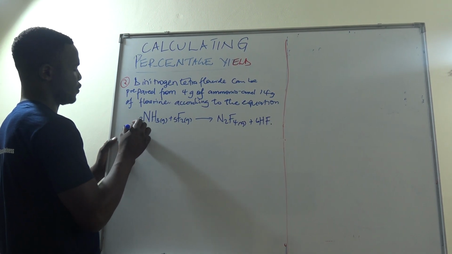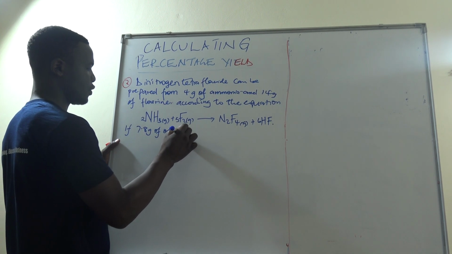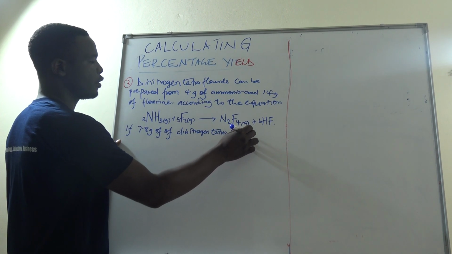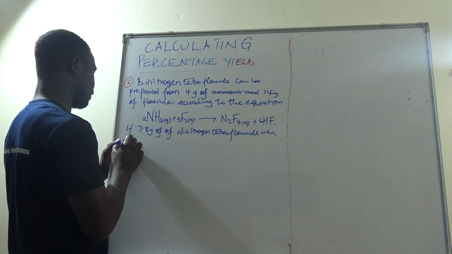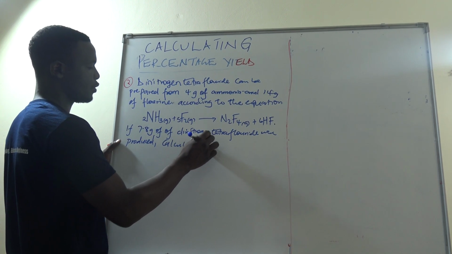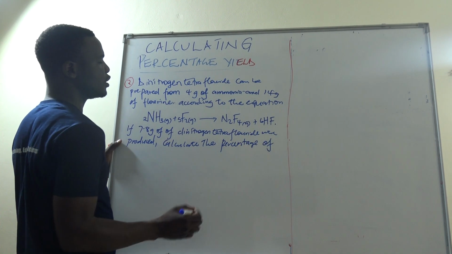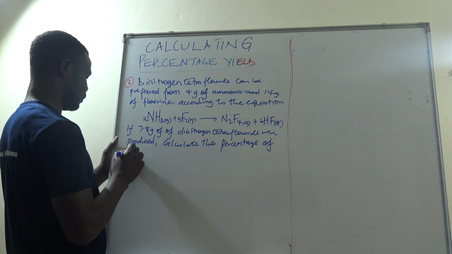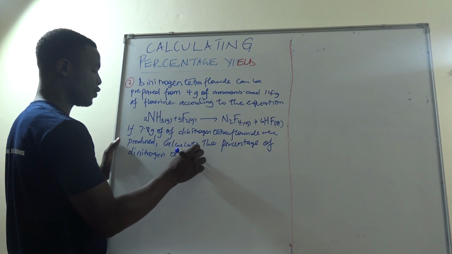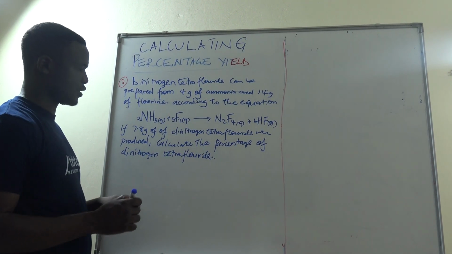If 7.8 grams of dinitrogen tetrafluoride were produced, calculate the percentage yield. Calculate the percentage yield of dinitrogen tetrafluoride. So this is a question.